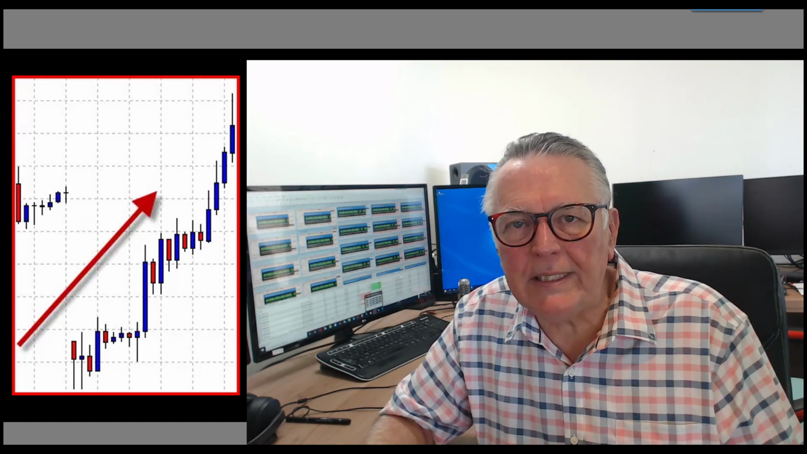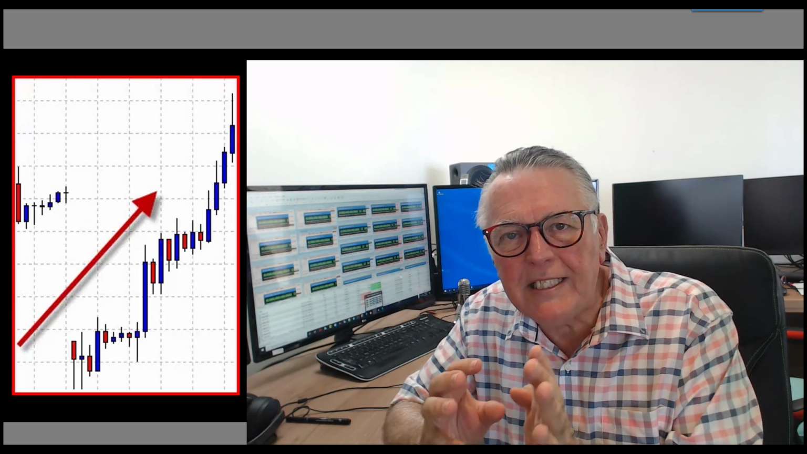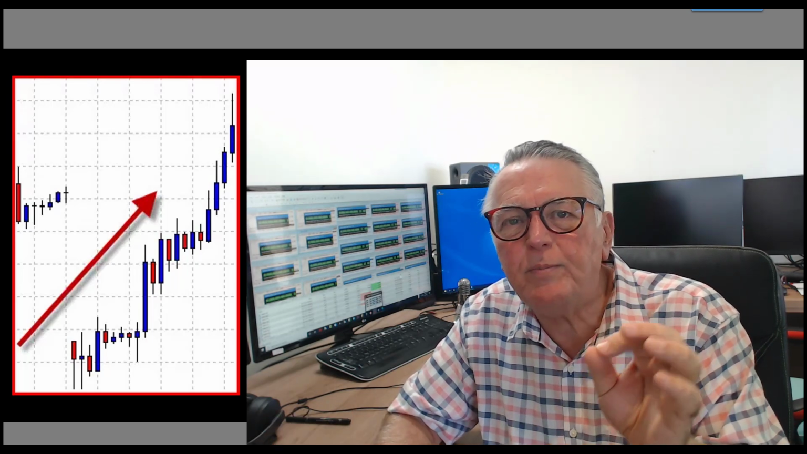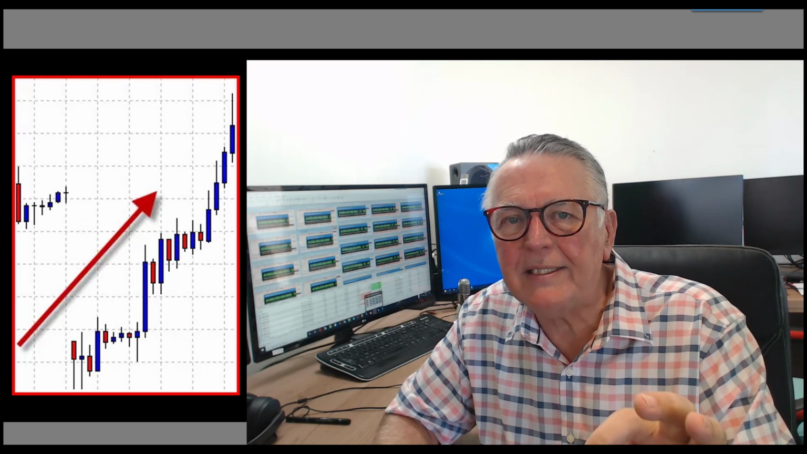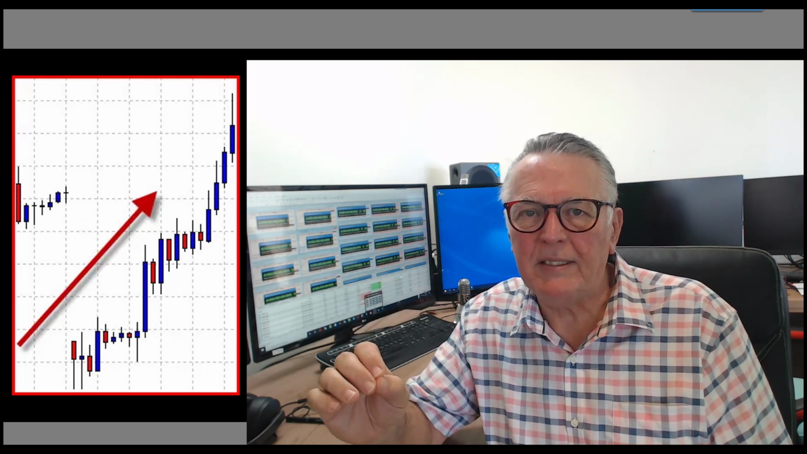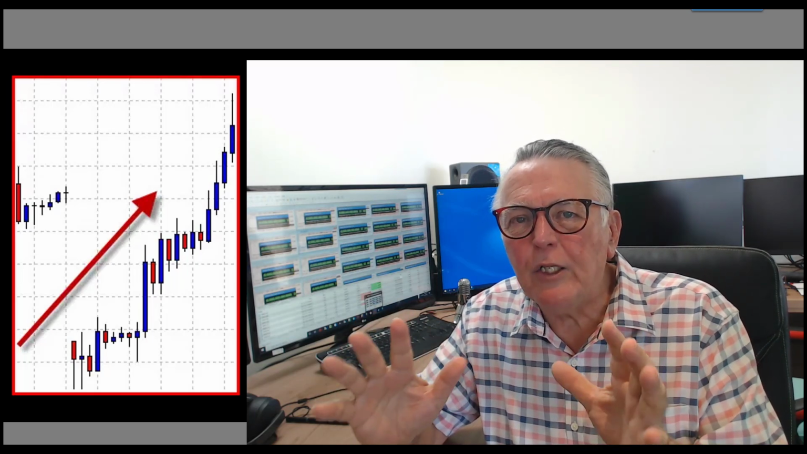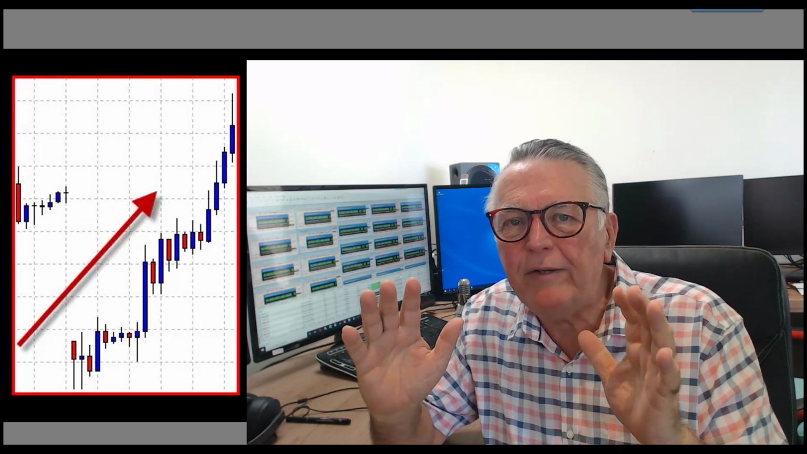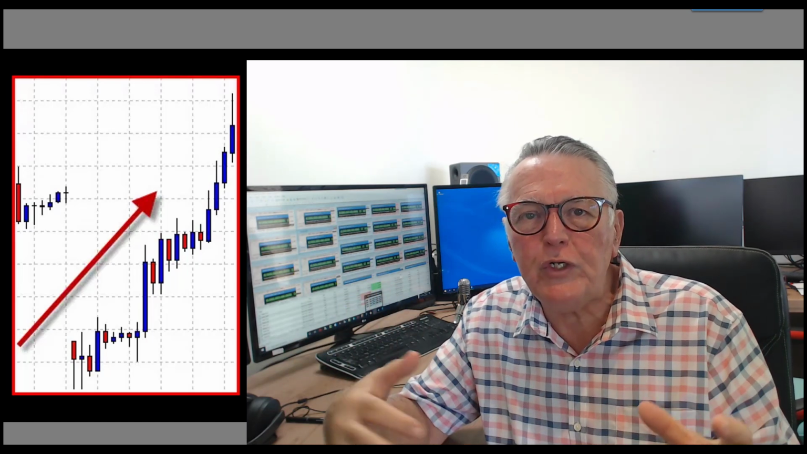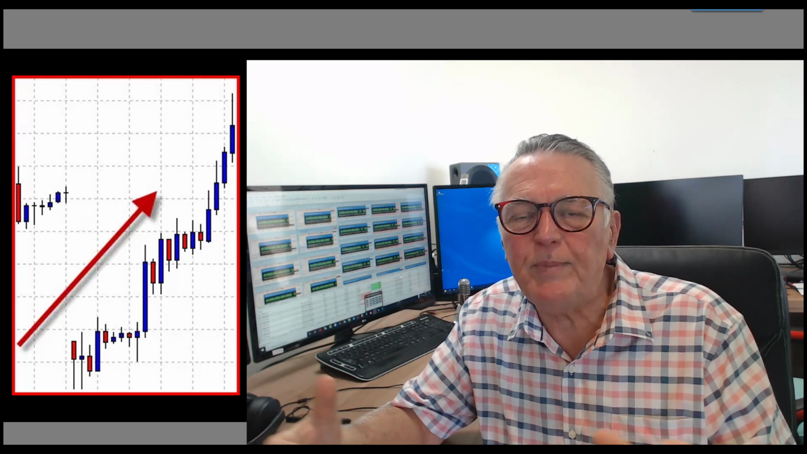Also, it's a novelty EA because it only trades the weekend gap, the difference between the Friday price and the Monday price. So it's quite a unique little novelty EA, and it will be really nice for somebody to learn to trade robots using this particular robot.